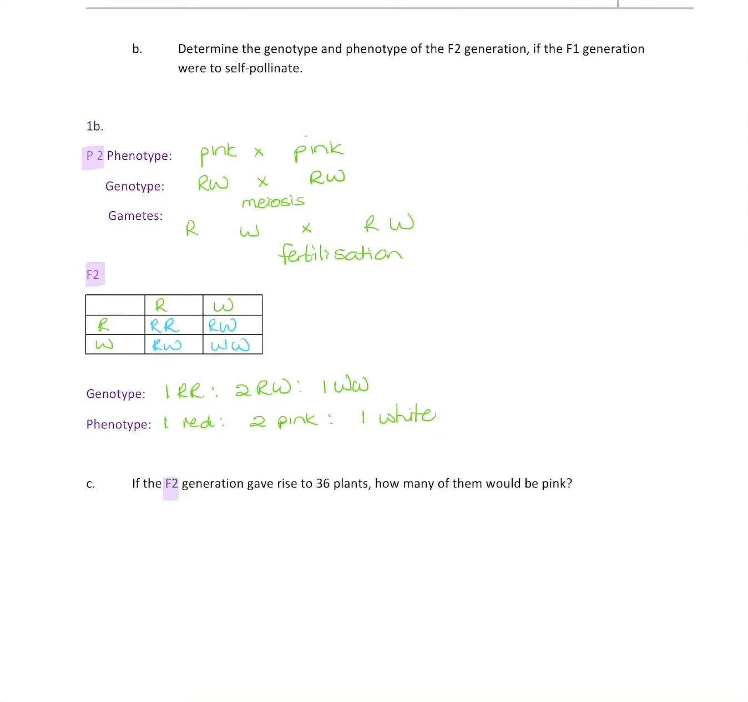The last part says, if the F2 generation gives rise to 36 plants, how many would be pink? So going back to the second last example, we saw that 2 out of the 4 plants would be pink. So 2 out of the 4, or half, or 50% of the 36 plants will be pink. So 50% of 36 is 18 plants will be pink.